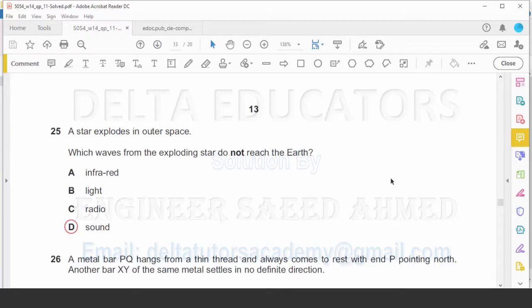Question number 25. A star explodes in outer space, which wave from the exploding star does not reach the Earth? Option A infrared, option B light, option C radio, option D sound. Here option A, B and C, all these three rays are electromagnetic waves, and electromagnetic waves can travel in vacuum, whereas only the sound wave is here that does not travel in vacuum. So our correct option is option D. Sound will not reach the Earth because of the vacuum.